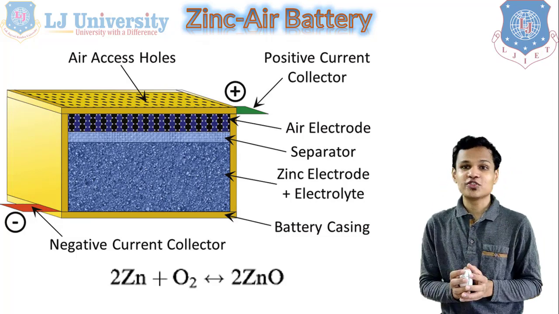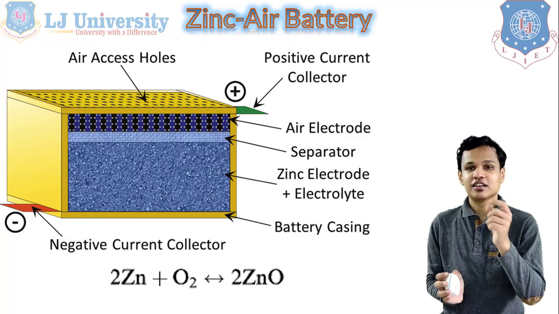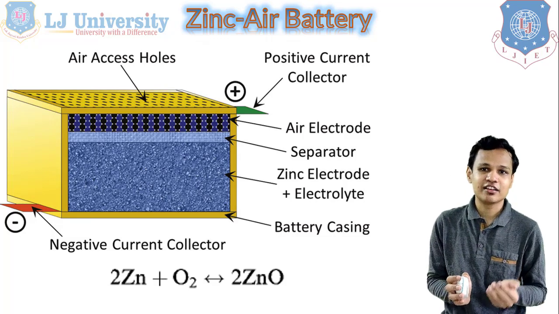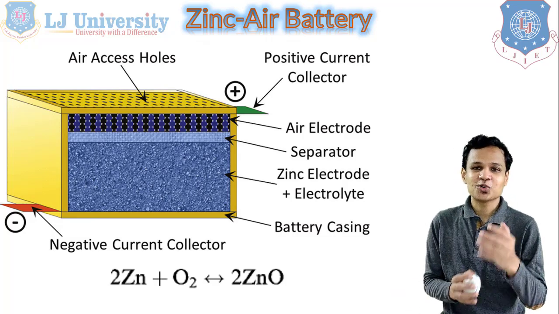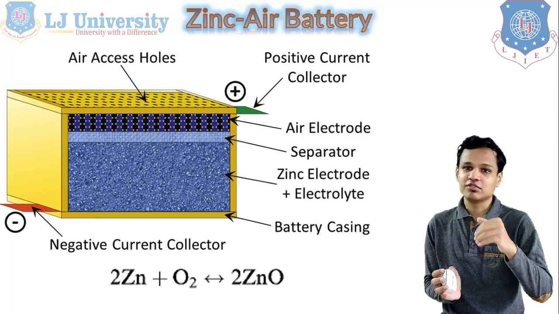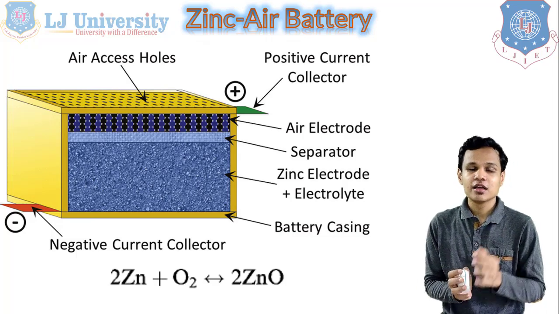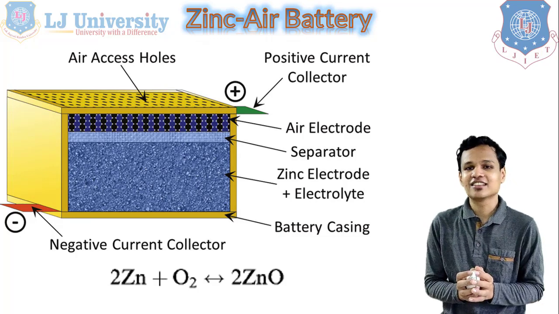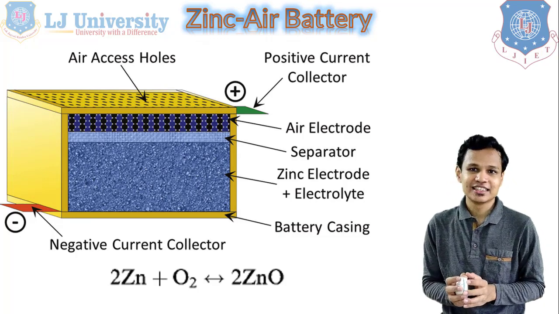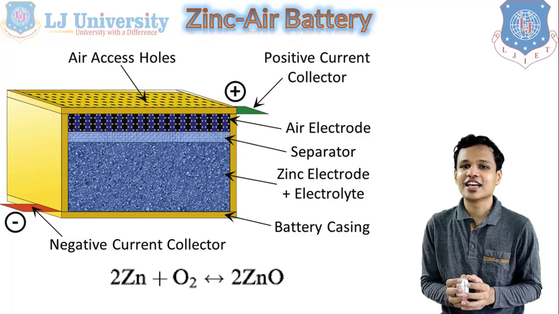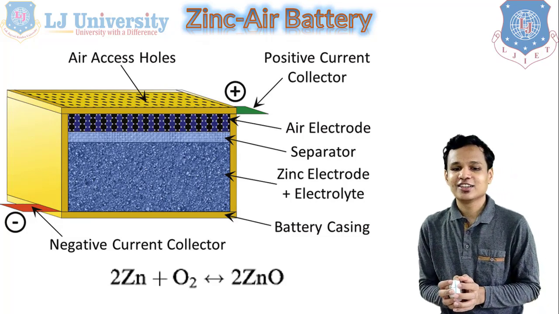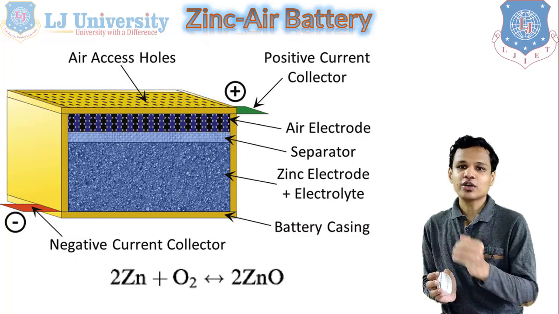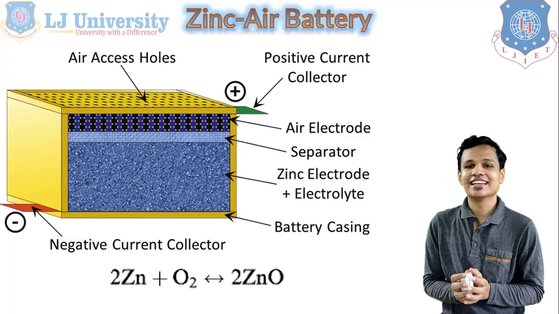So the advantage of the air battery is that the air electrode will be infinite, right? It will not be depleted, it will not be overcharged. The zinc electrode can be depleted, but one of the electrodes, the air electrode, will be used as an infinite source. Air is available and that can be used as an infinite source. So the air is used as an electrode, also the zinc is used as an electrode.